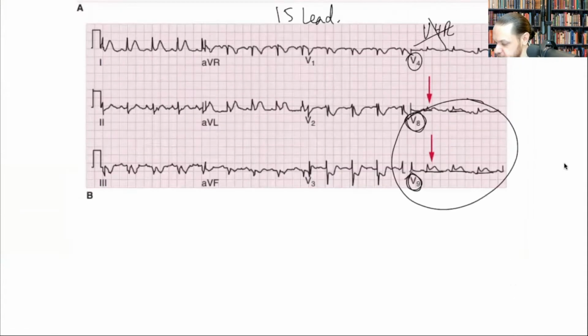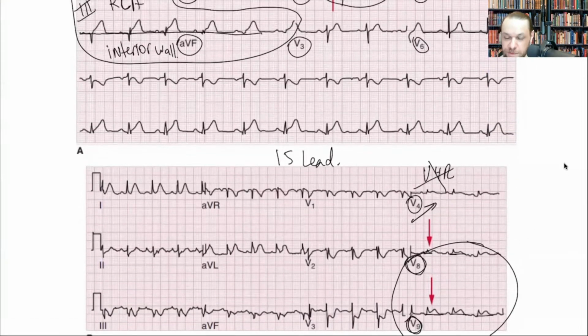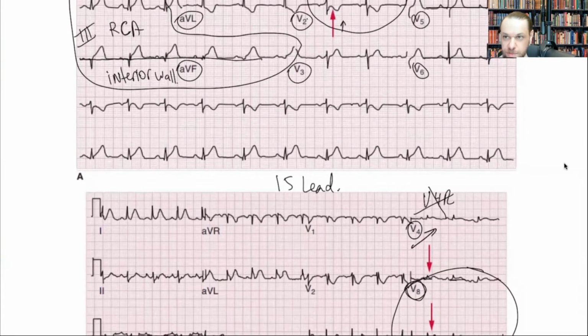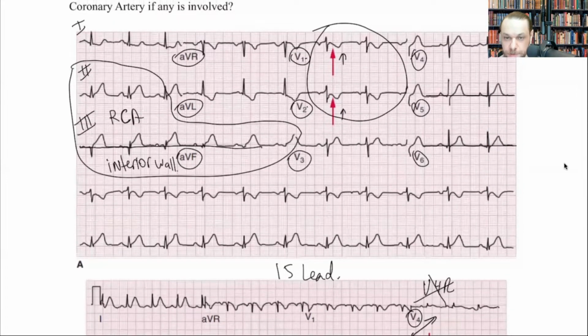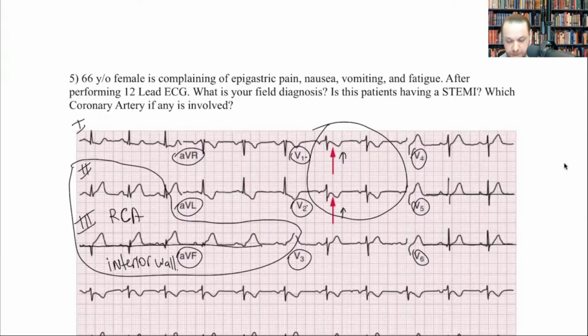Right? So this is kind of similar, but here they didn't do the V4R. If you're going to look at the posterior wall, just do the V4R, and this should give you an indication of what's going on, right? Any questions about this EKG?